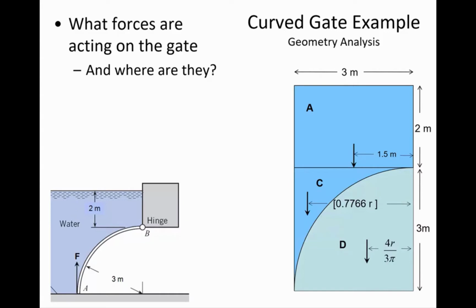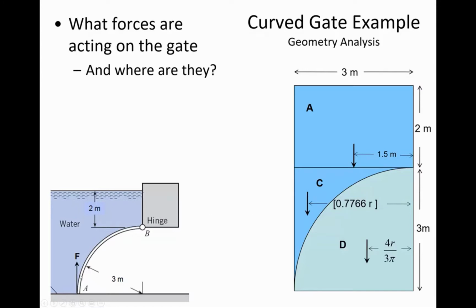0.7766 times the radius is the distance from the right edge over to where that force is located. All right, so here's what I'd like you to do: find the magnitude of this force, the force that's coming from object A. Find the magnitude for this force, which I'm calling the force of object C.